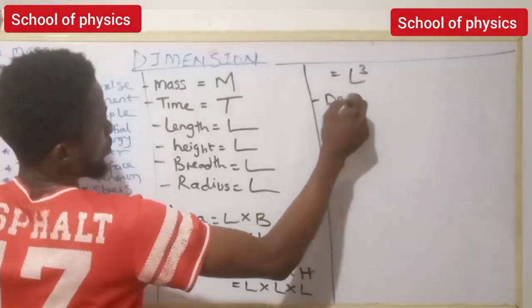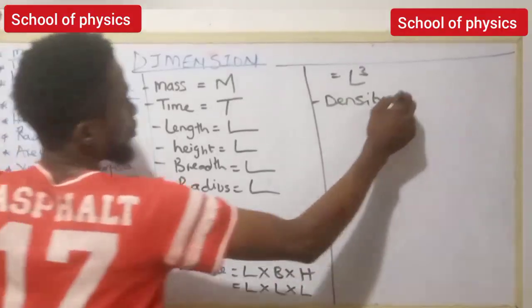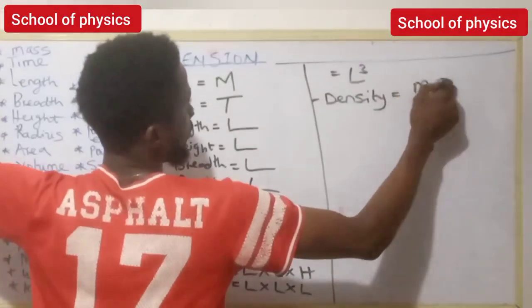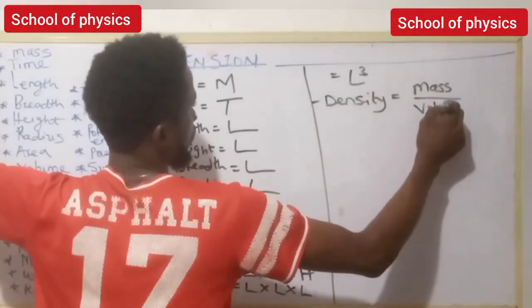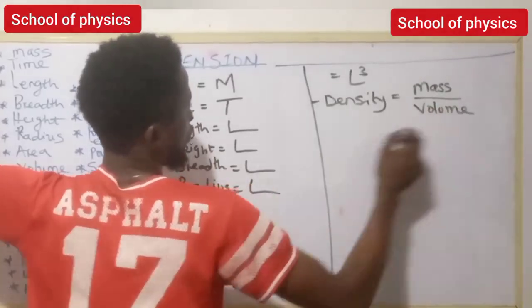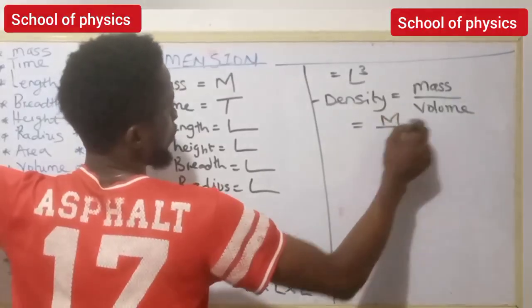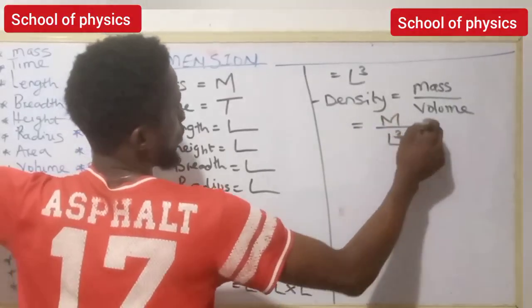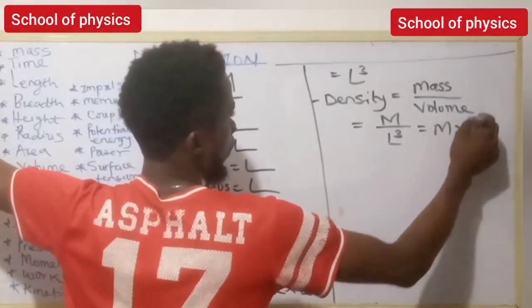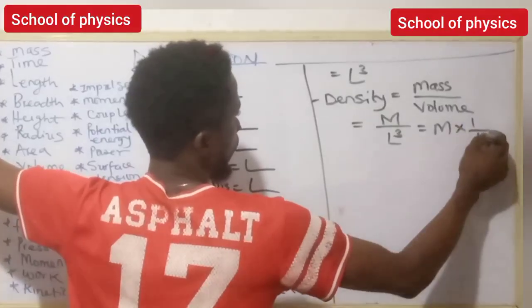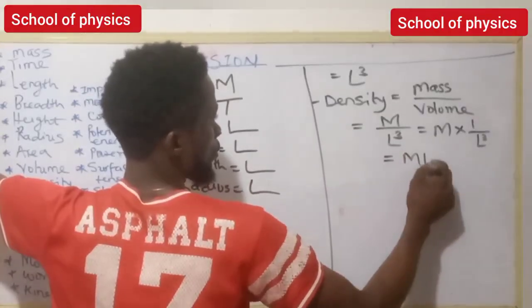Next is density. Density is the mass per unit volume of a substance. So that will be mass over volume. The dimension of mass is M, and that of volume is L cube. So that is the same thing as saying mass times 1 over L cube, and from indices, 1 over L cube is the same thing as L raised to the power minus 3.